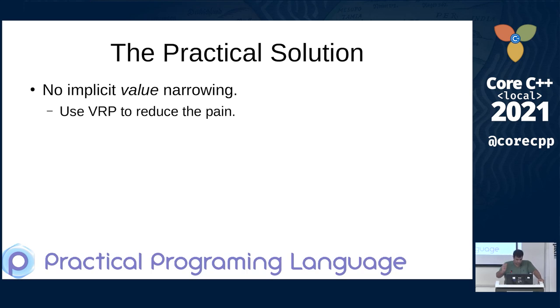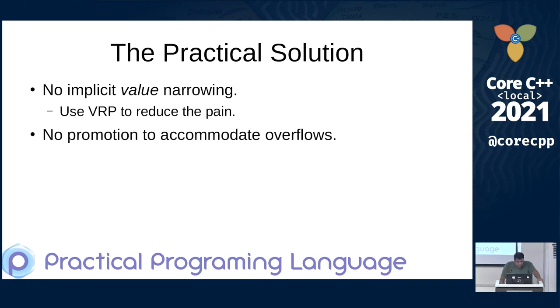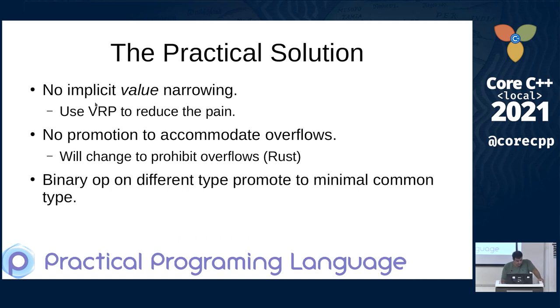So, no promotion to accommodate overflows. And in fact, following Rust's example, I'm going to change that into overflows are undefined behavior, and under debug, they outright assert. But then again, value range propagation greatly reduces the number of checks you have to do. Because if you know the value cannot overflow, then the if gets optimized away.